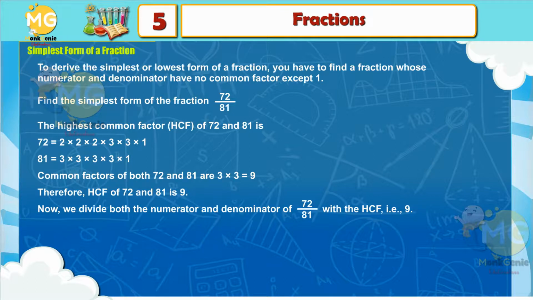Now, we divide both the numerator and denominator of 72 upon 81 with the HCF, that is 9. 72 divided by 9 upon 81 divided by 9 equal to 8 upon 9. So, 8 upon 9 is the simplest form of 72 upon 81.